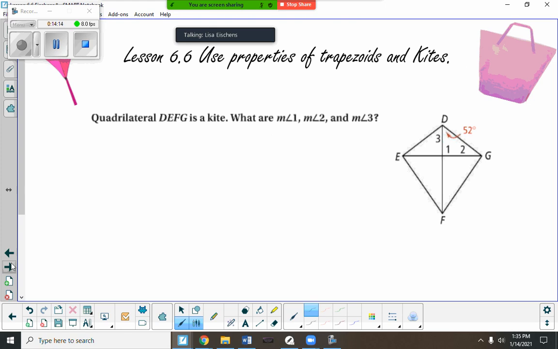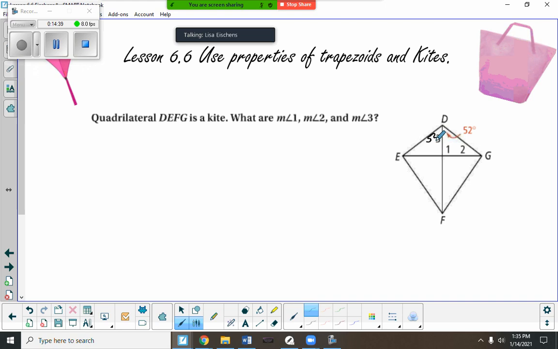Okay, next, quadrilateral DEFG is a kite. What are the measures of angle 1, 2, and 3? So first of all, when you have a problem like this, just fill in all the angles that you know. So if this is 52, remember I said these are bisected? This would be 52. These are both 52.